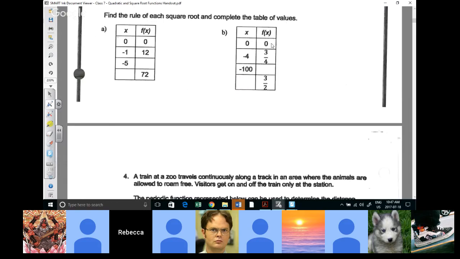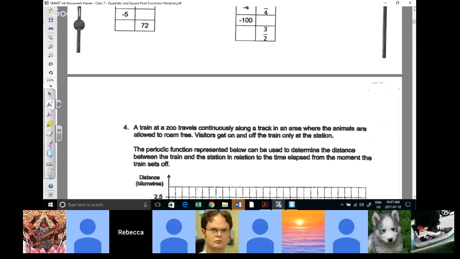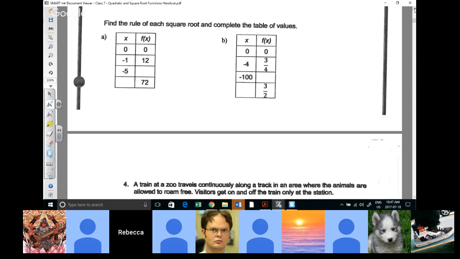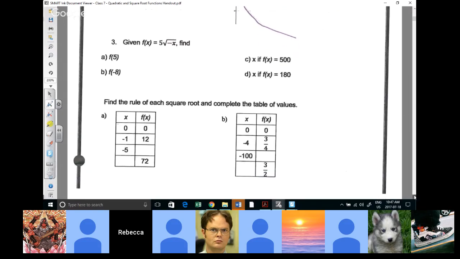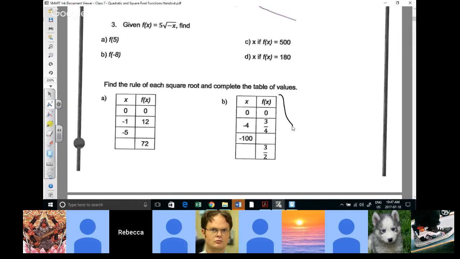So here for finding the rule of this square root function, this is the square root function handout, the class 7 handout. On the second page, on the first page, here, it should be 4B or whatever. You have this square root function, you're finding the rule.